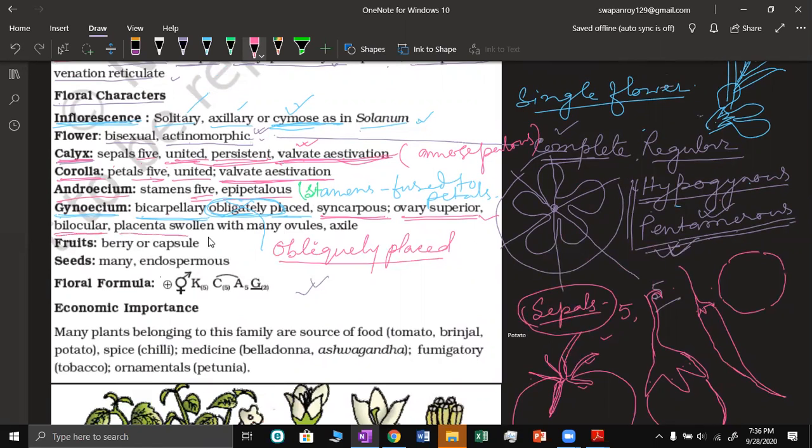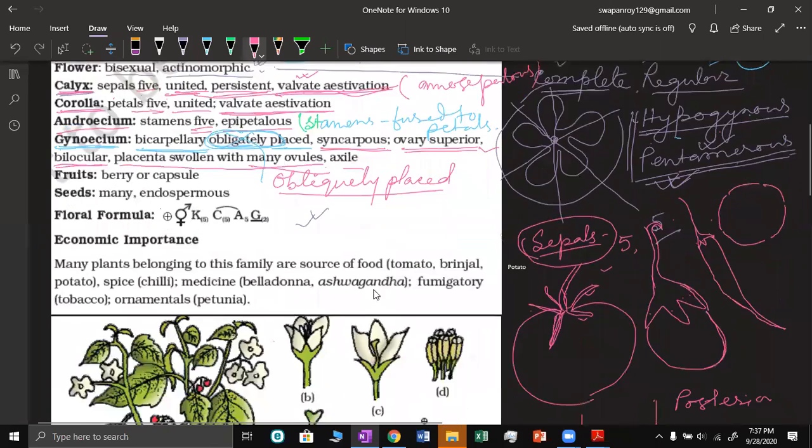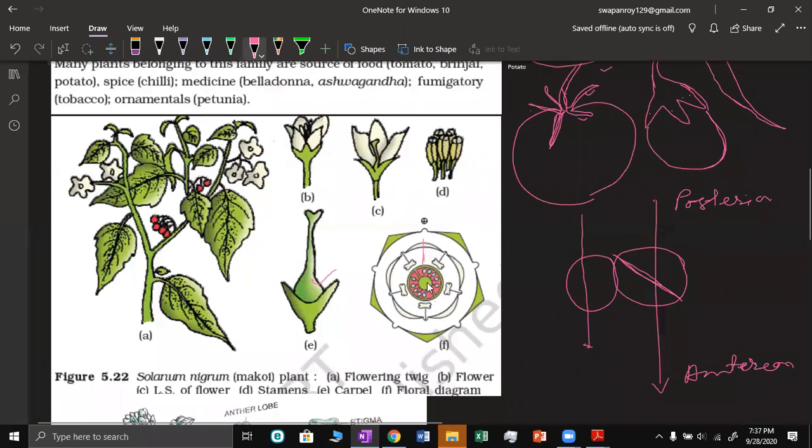Placenta is swollen with many ovules, and axial placentation. You have seen tomato. Frequently you cut that tomato, and within the tomato there are a lot of seeds. So many ovules are there, and the placenta is swollen. What is that swollen placenta? See this one. This portion is swollen. This is the placental tissue. Here the drawing is not that clear.